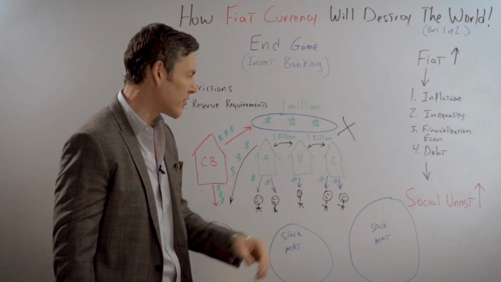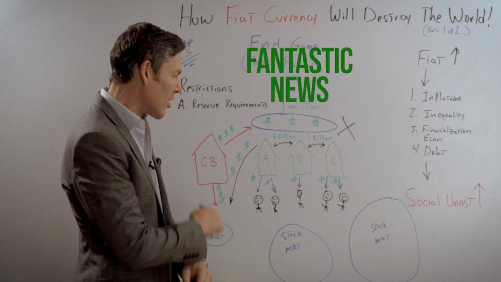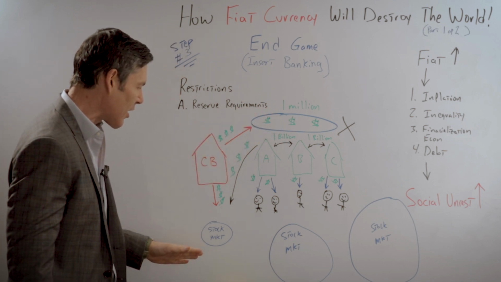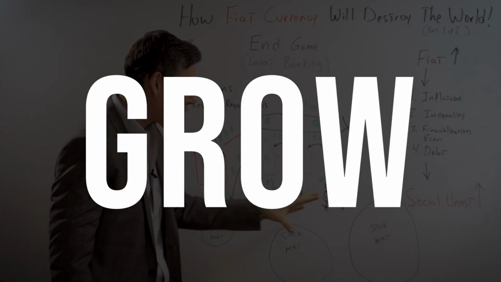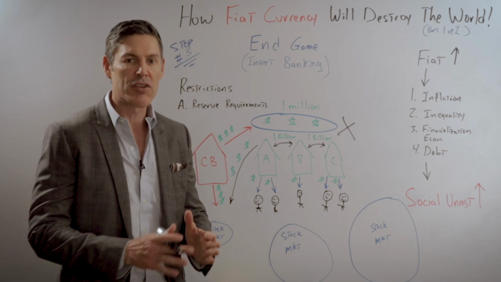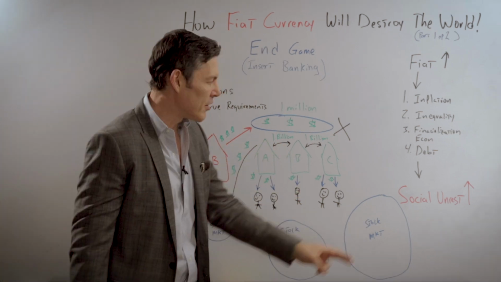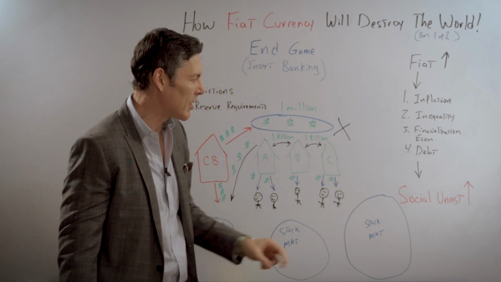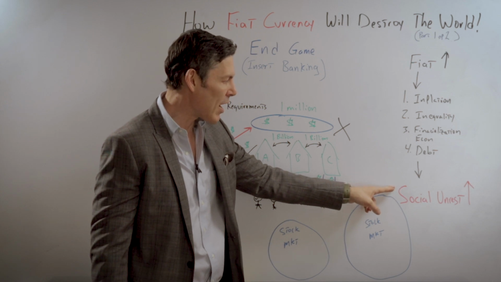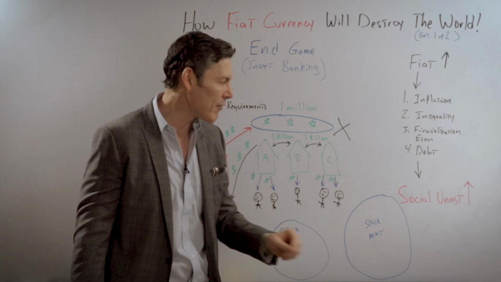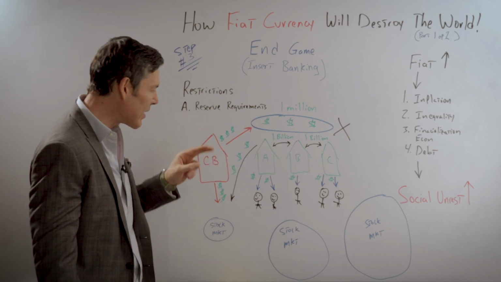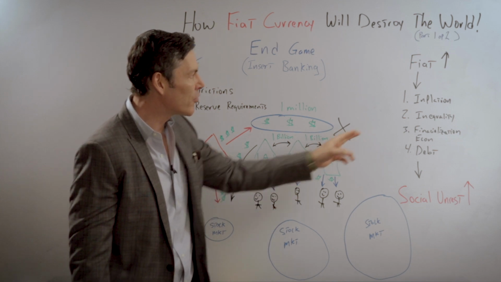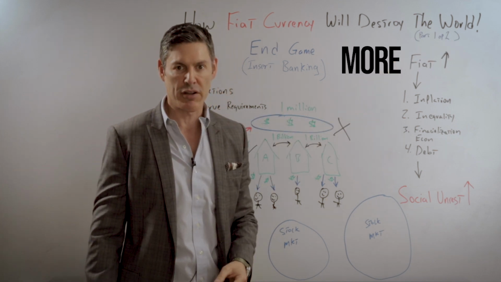The banks look at each other and say, that is fantastic news. We're going to take this $1 billion and that $1 billion and we're going to inject it into the stock market. That's going to make it grow and grow. In other words, the financial economy just gets bigger and bigger and bigger. This becomes a doom vortex in the sense that the fewer restrictions we have on the currency, the more social unrest we have. But the more social unrest we have, those people go to the central banks and the governments for solutions, and the only thing they can do is create more fiat currency.